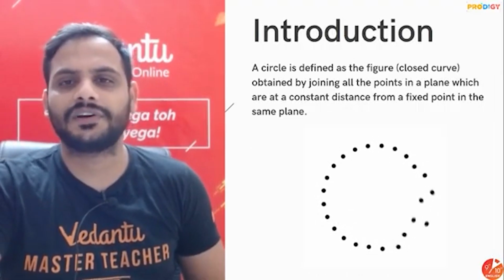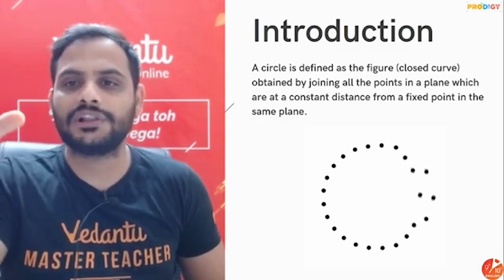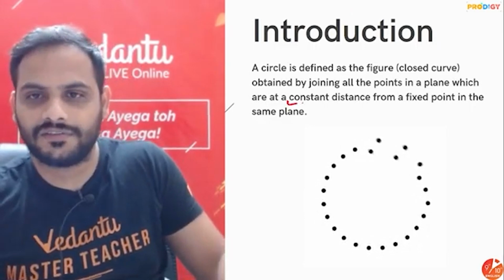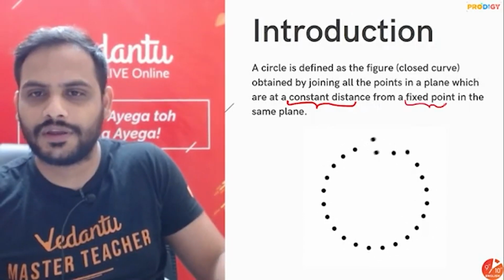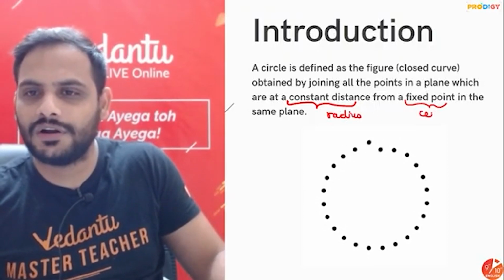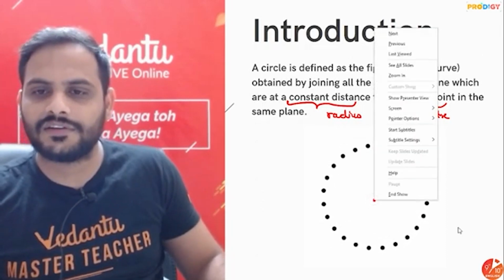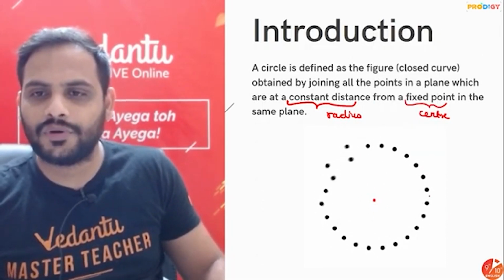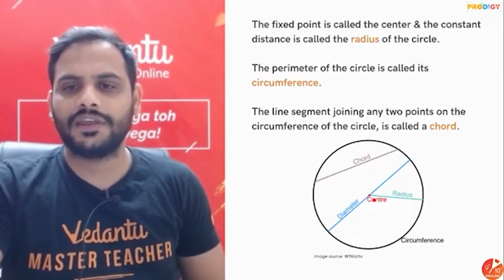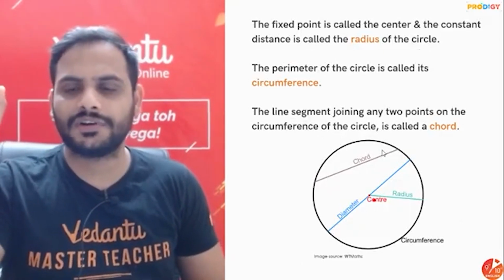What is circle? Circle is defined as the figure obtained by joining all the points in a plane which are at a constant distance from a fixed point. This constant distance is called radius, and this fixed point is called center of the circle. So let's say this is the center of the circle, all the points on the circle are at equal distance from the center.